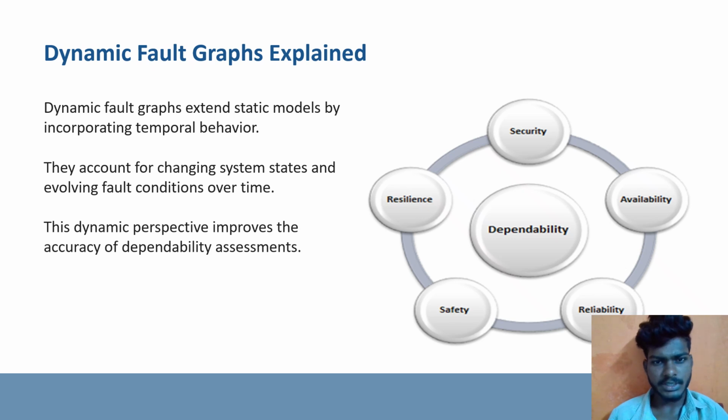Dynamic fault graphs explained. Dynamic fault graphs extend static models by incorporating temporal behavior. They account for changing system states and evolving fault conditions over time. This dynamic perspective improves the accuracy of dependability assessments.